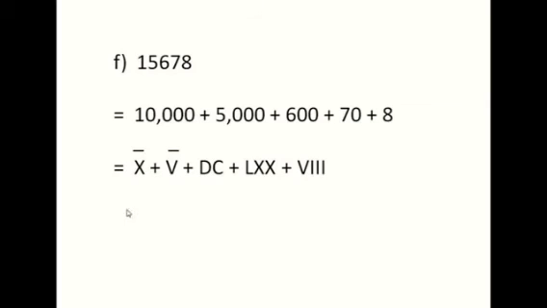So now we will write together. So I have written XV bar altogether. So it is nothing but 15,000, then D, C, L, X, X, V, I, I, I. So this is the Roman numeral for 15,678. Work out these sums. It is very easy. Then you can do so many sums on your own.